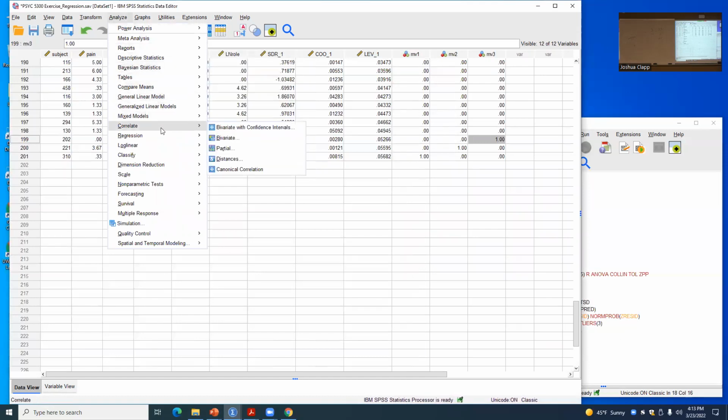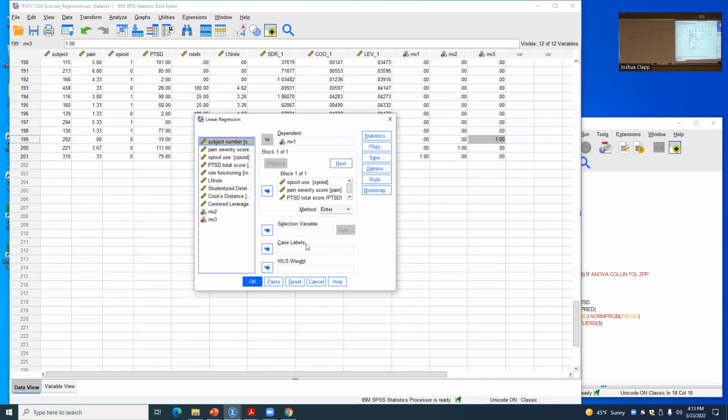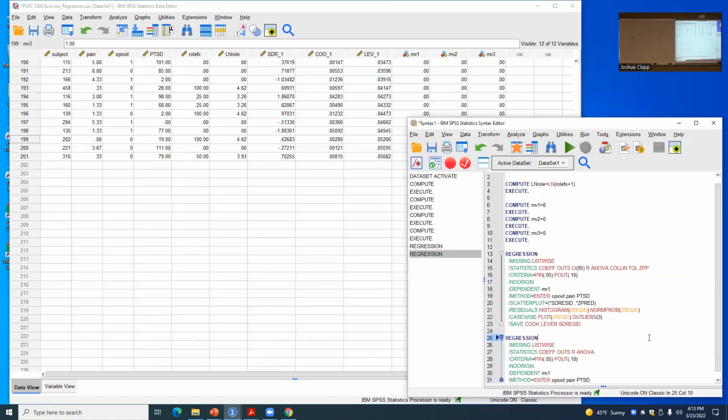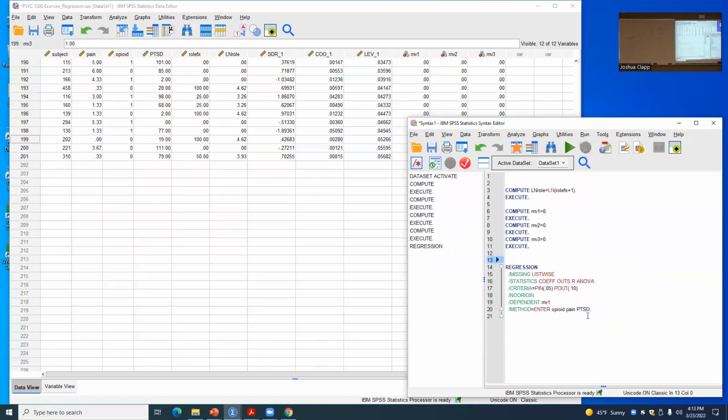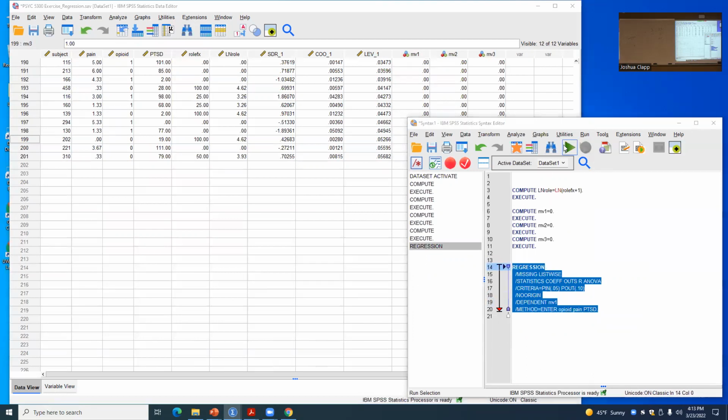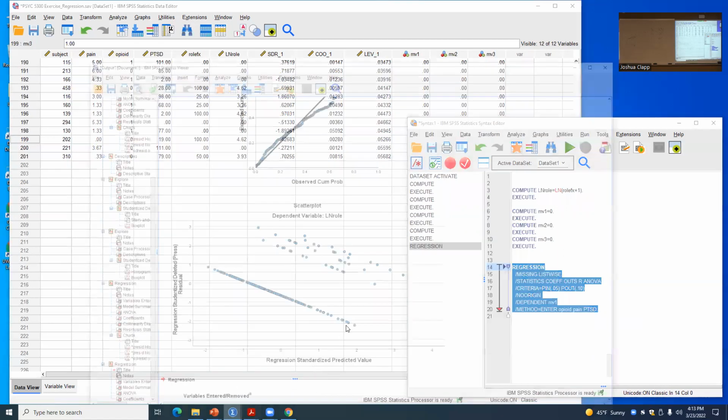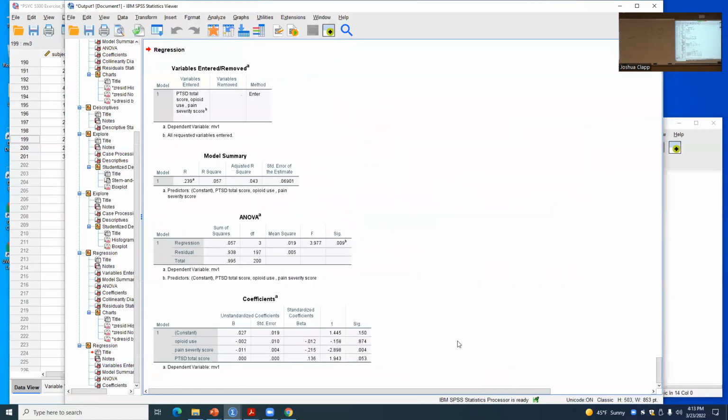Let's go regression, linear, hit reset. Put MV1, and then I've got opiate use, pain, and PTSD. Okay. So otherwise, it's going to give me a whole bunch of extra regression diagnostic stuff. If I go through and I run this, what I'm going to get is an output.